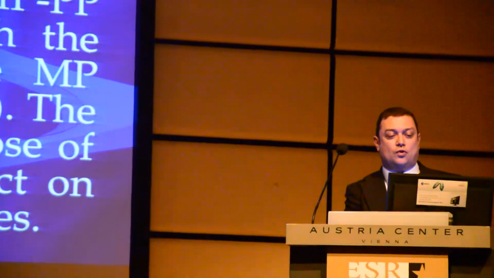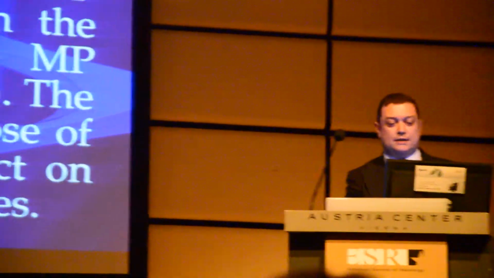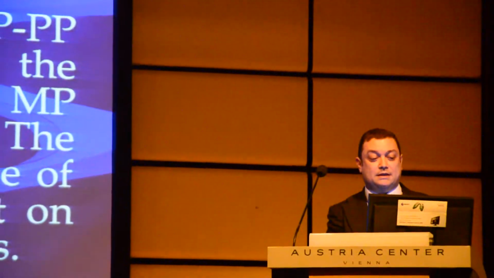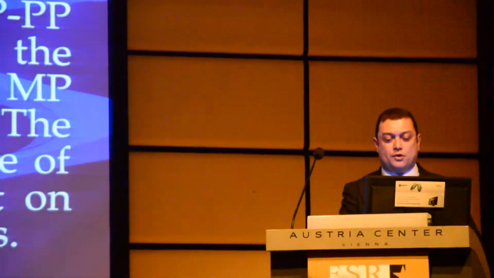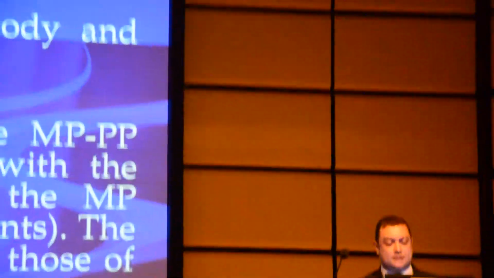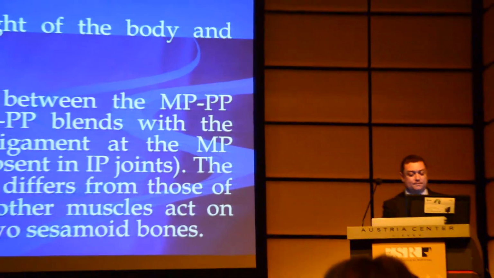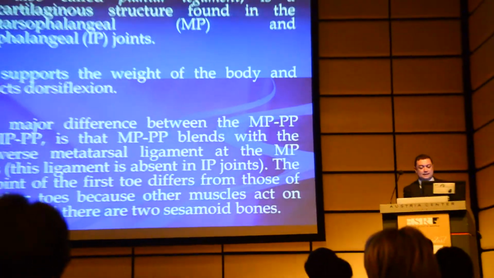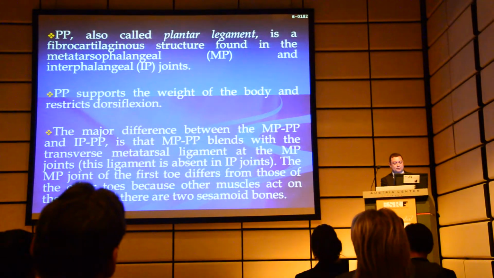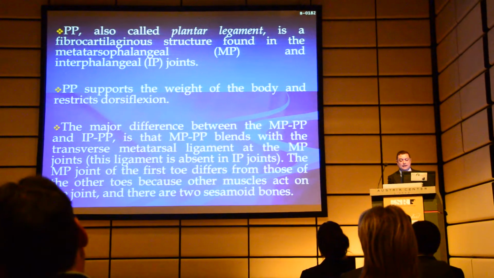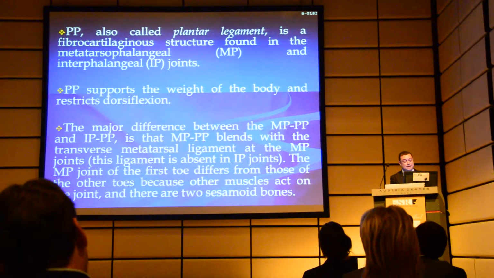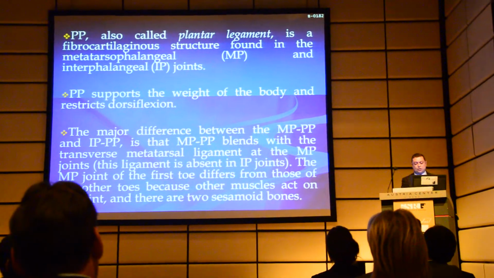Plantar plate, also called plantar ligament, is a fibrocartilaginous structure found in the metatarsophalangeal and interphalangeal joints. PP supports the weight of the body and restricts dorsiflexion. The major difference between MPPP and IPPP is that MPPP blends with the transverse metatarsal ligament at the MP joints. This ligament is absent in IP joints.